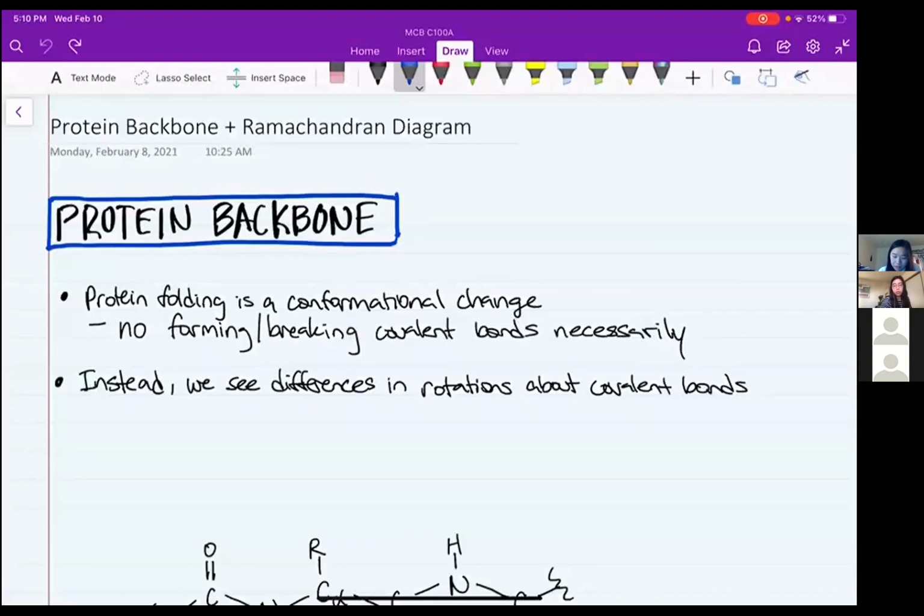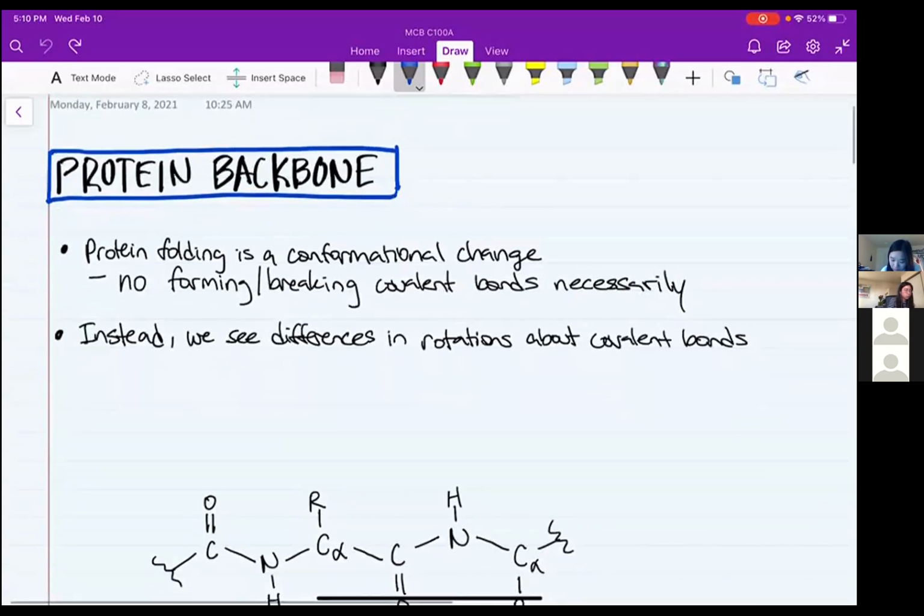Okay, so I'm going to go over the protein backbone and the Ramachandran diagram. First, the protein backbone, and we're going to look at it with the goal of understanding protein folding. Protein folding is a conformational change. So you're not going to necessarily have any forming or breaking of covalent bonds, but instead, to get those different conformations, you're going to have different rotational angles about those covalent bonds. And those are going to be your torsion angles, or they're also called dihedral angles.